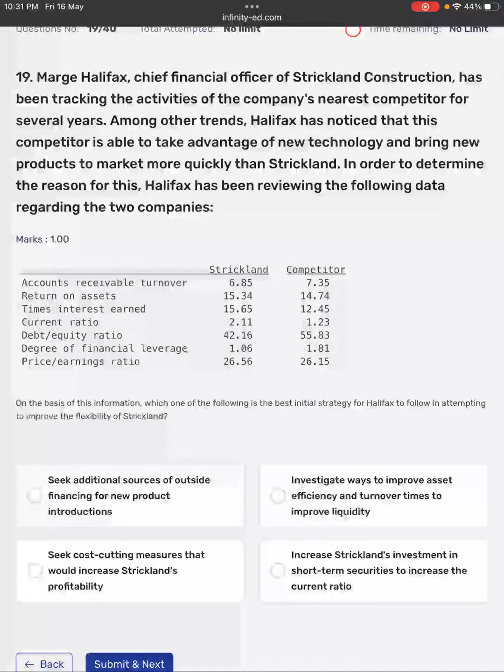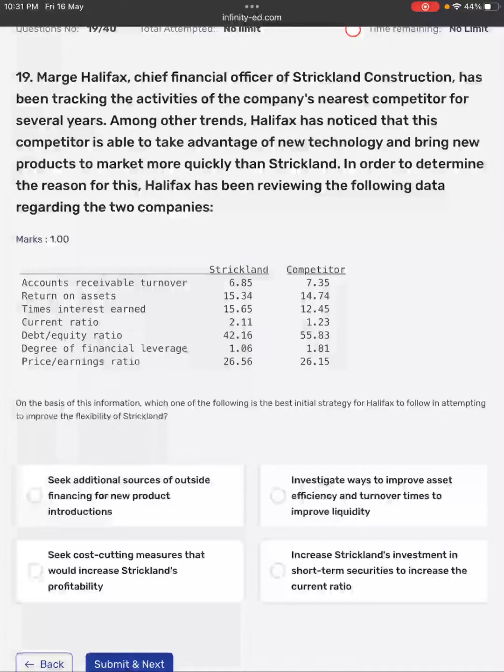And current ratio: Strickland has 2.11, and the competitor has 1.23. The interpretation: Strickland's 2.11 is a high current ratio, which is also not good. Strickland is possibly too conservative, holding too many current assets, right? An always too high current ratio is also not good.